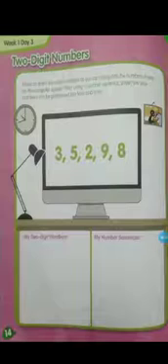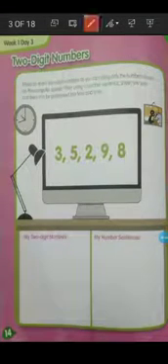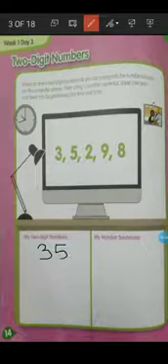Students, as you can see, there are 5 numbers written on the computer screen. Now what we have to do: we have been given 2 boxes and we have to make a combination of 2 numbers and write it in the box given above, and then we have to write its number sentence also. For example, we make a combination of 3 and 5. So what we are going to write over here, we are going to write 3 tens and 5 units.